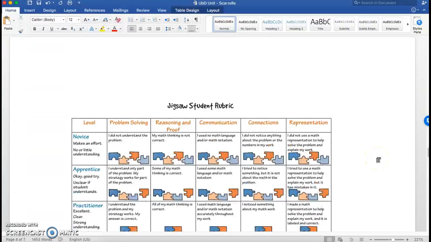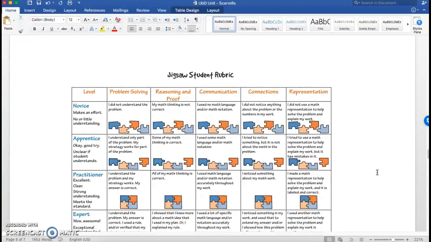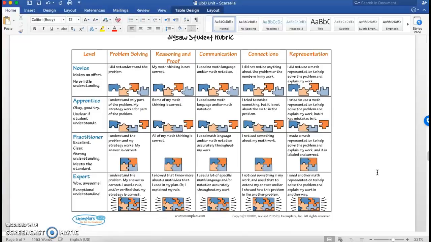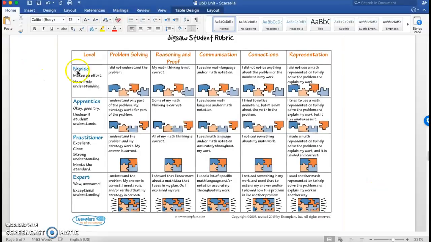And so down here, the other thing that I found, which was really nice, it's not my creation by no means. It was what's called a Jigsaw Student Rubric. It was made by Exemplars in 2015. And it's just a nice way to figure out if students really understand what they're doing in math. And so they have the different levels of, are you a novice, apprentice, practitioner, or expert in these different areas of math, such as problem solving, reasoning and proof, communication, connections, and representation. And so it's a nice visual about, hey, I really understand what I'm doing in communication, but I really struggle on making connections. And so it puts it in words that kids, I think, really understand and can relate to.